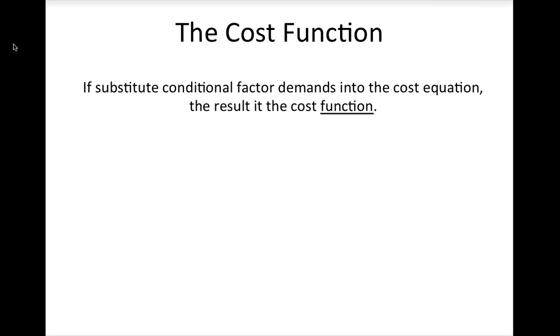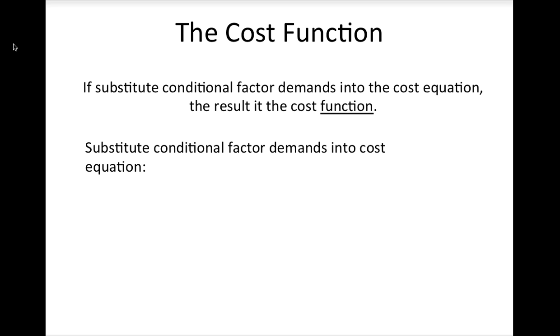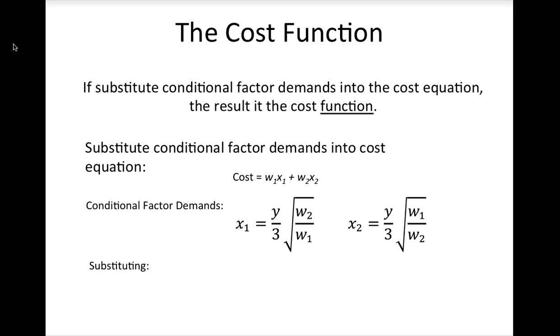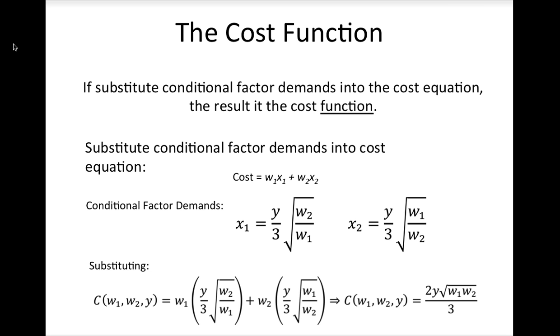Continuing with our example, if we substitute the conditional factor demands for inputs 1 and 2 into the cost equation, we get the firm's cost function, which equals 2y times the square root of W1 times W2, all divided by 3.